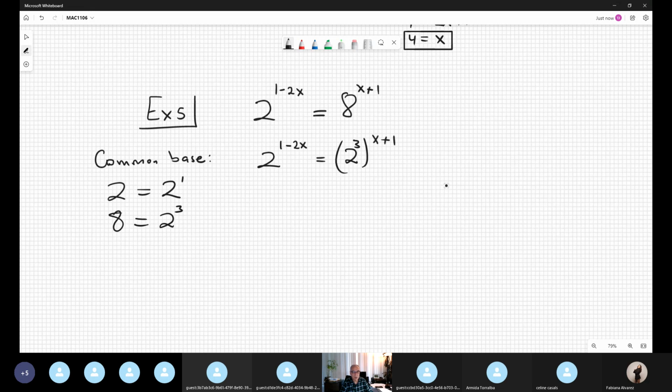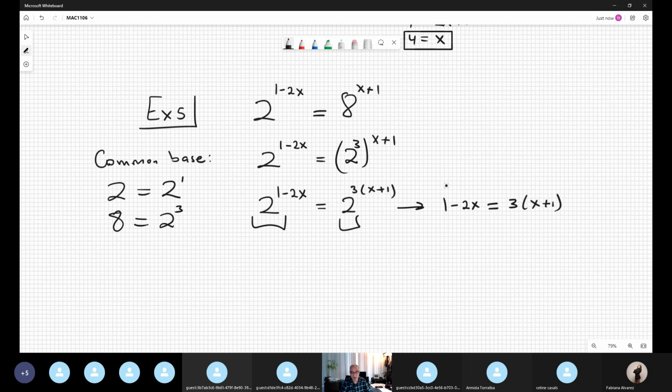One more time, we apply the exponent rule in which you have different levels of exponents, and you are doing the multiplication. Entonces, in this moment, magically, two exponentials, same base, therefore the exponent part is the same, and you eliminate the base. And the rest is baby algebra. 1 minus 2x is equal to 3x plus 3.